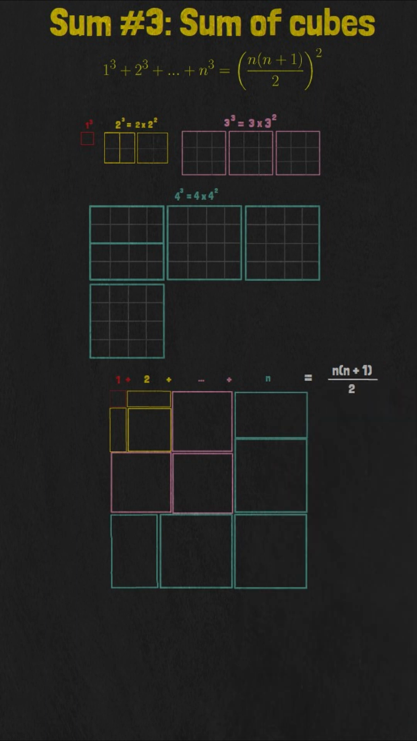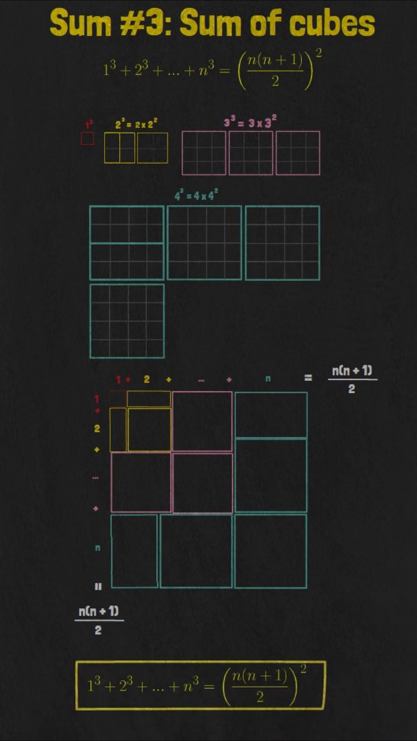And just to make sure, the height is going to be 1 plus 2 all the way till n as well, which is n times n plus 1 divided by 2. So the sum of cubes is the area of the square, which is n times n plus 1 divided by 2 all squared, and we obtain our desired formula.